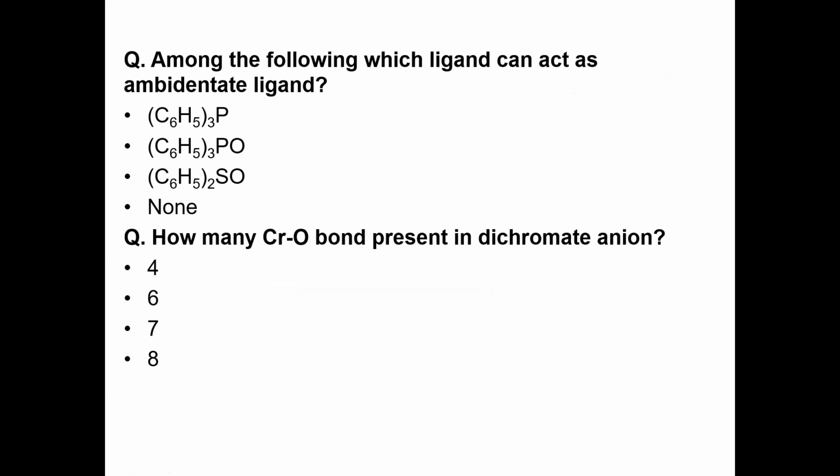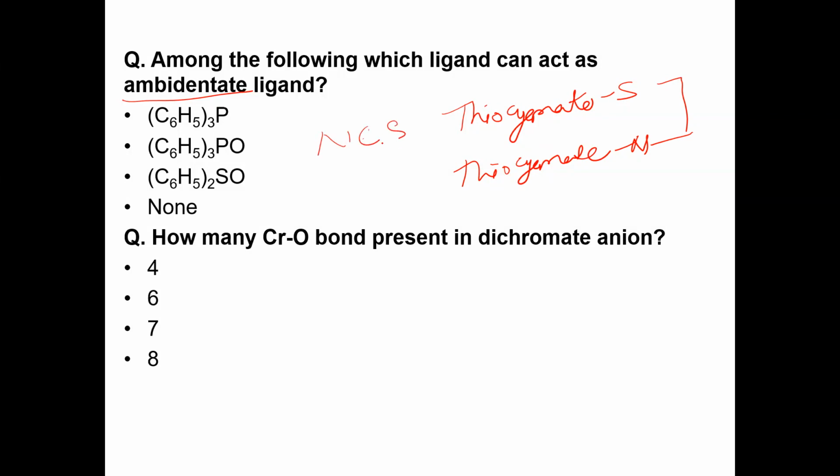Okay, so these are the next two problems. Among the following, which ligand can act as an ambidentate ligand? And the next one is how many chromium oxygen bonds are present in the dichromate anion? Okay, so basically, what are ambidentate ligands? If I talk about thiocyanate S and thiocyanate N, this thiocyanate anion can exist in two tautomeric forms, right? It can exist as NCS, it can exist as SCN. So this type of ligand is called an ambidentate ligand, because the nitrogen can donate its lone pair to the central metal atom, or sulfur also can donate.